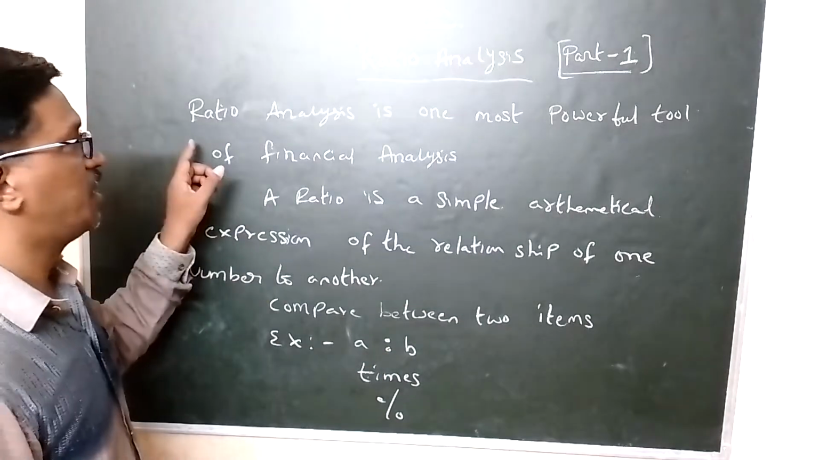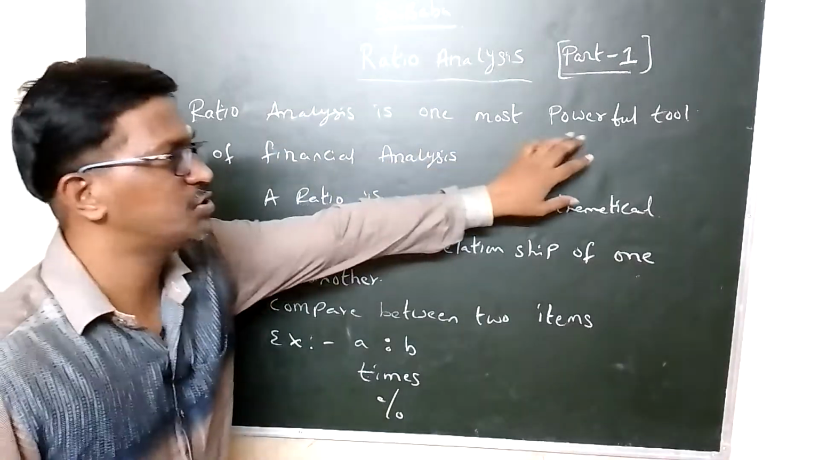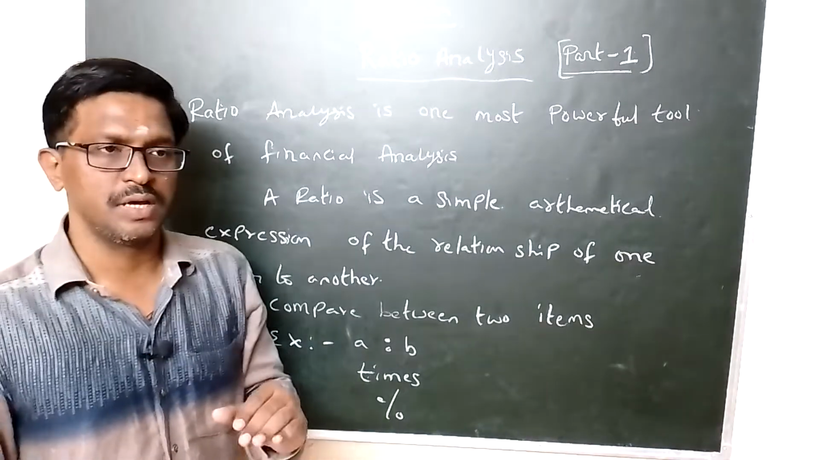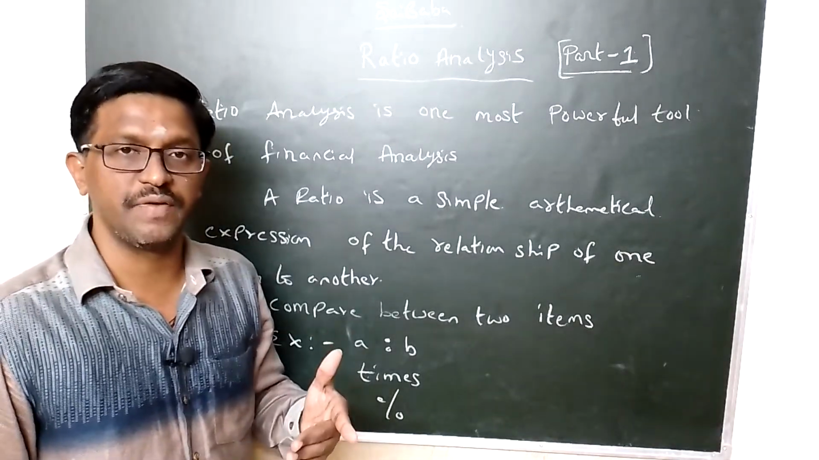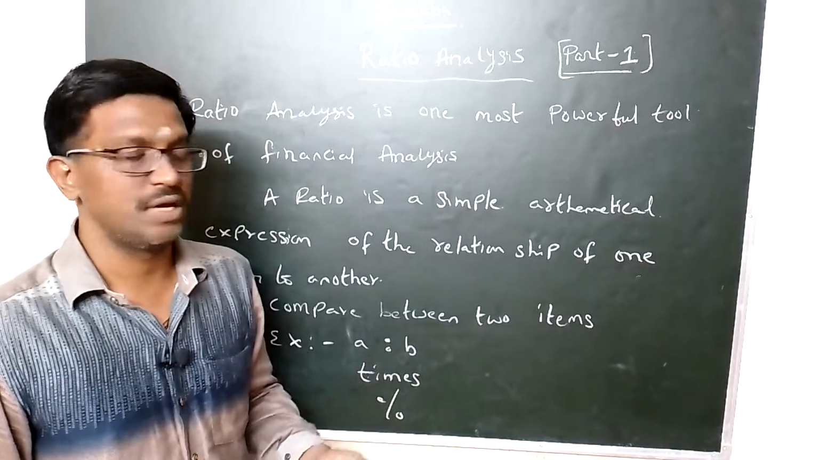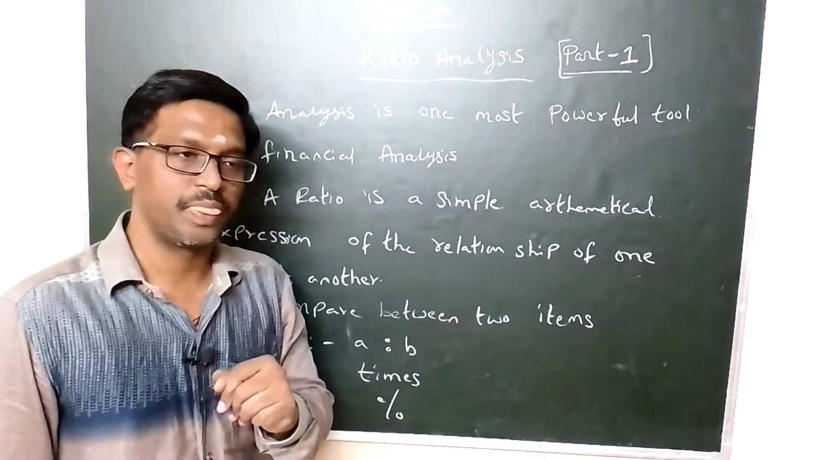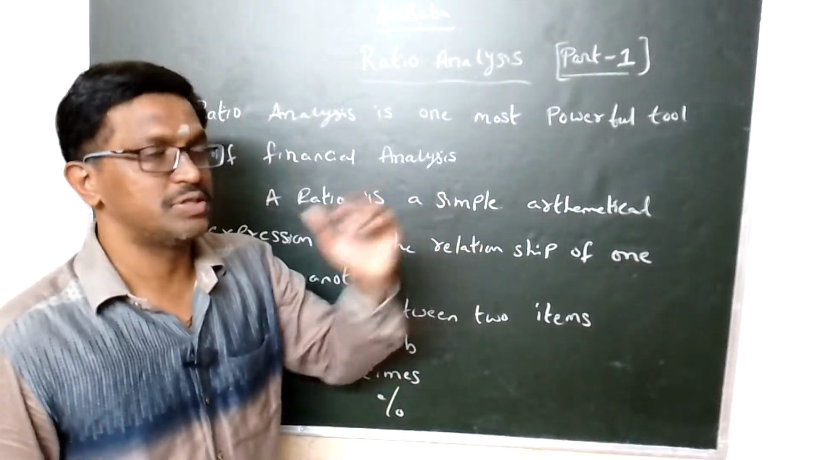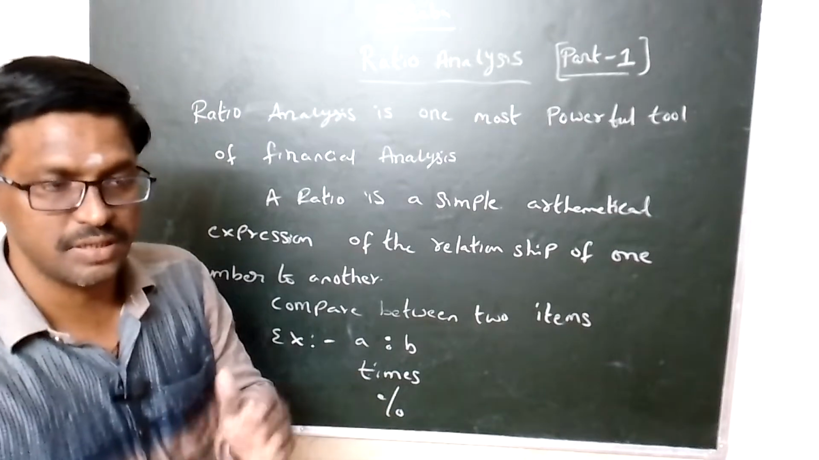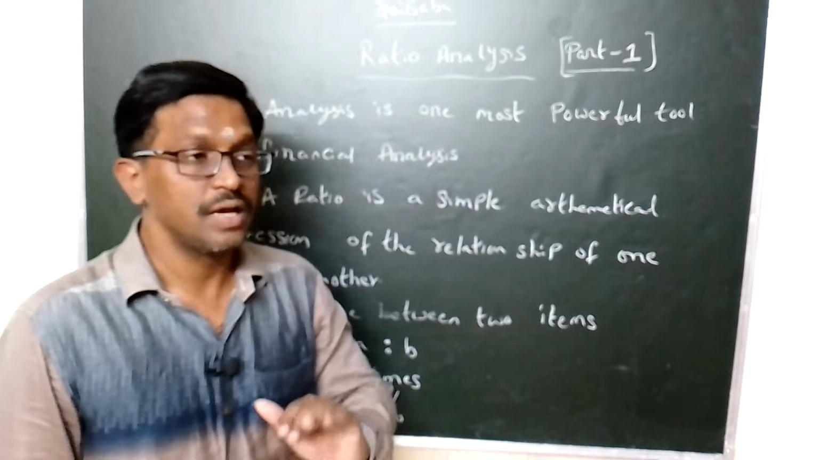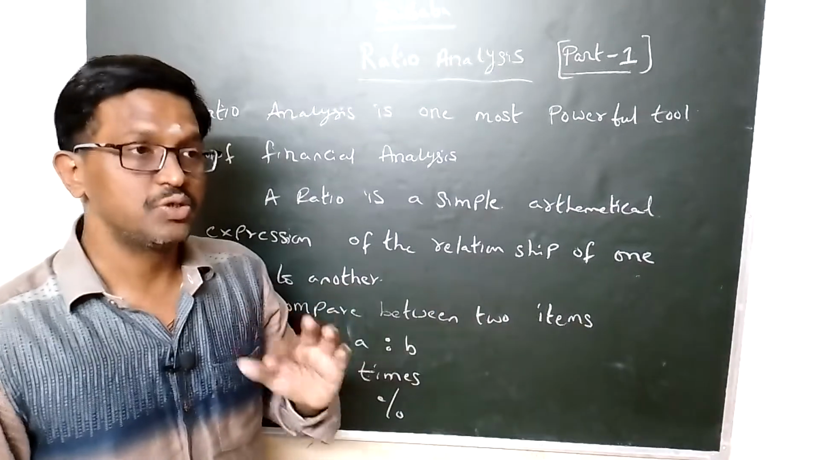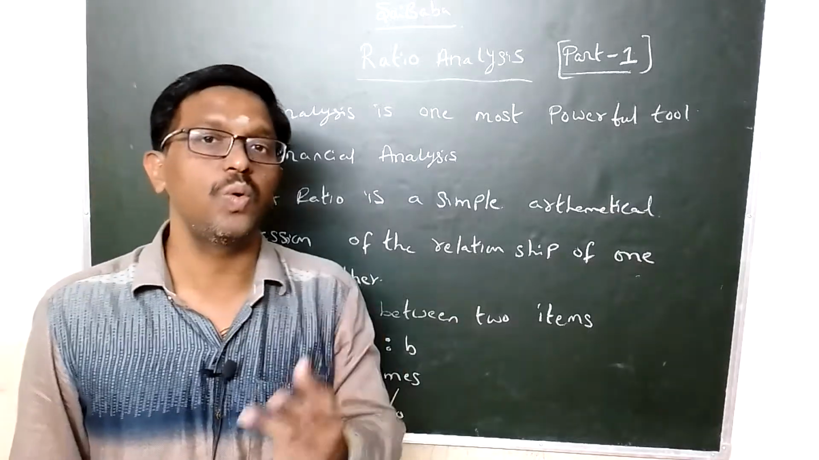Next, ratio analysis is one of the most powerful tools of financial analysis. Ratio analysis means expressing the relation between two items, either as a percentage, a ratio, or in times. For example, current assets are 1 lakh and current liabilities are 50,000. It means current liabilities are less than current assets, and current assets are one time more than the current liabilities. So it is a relation explained between two items.